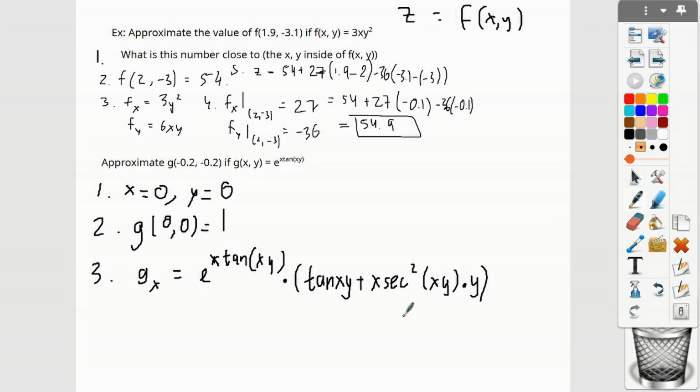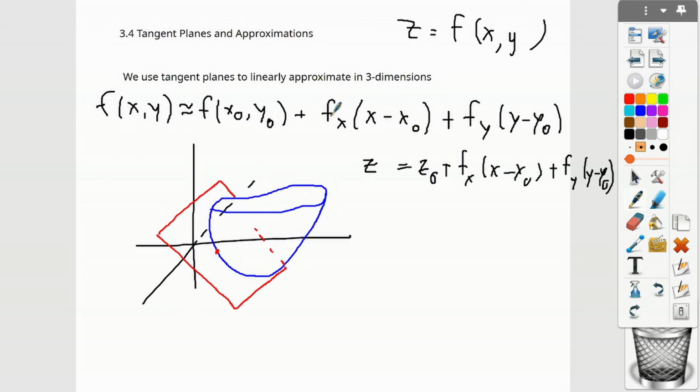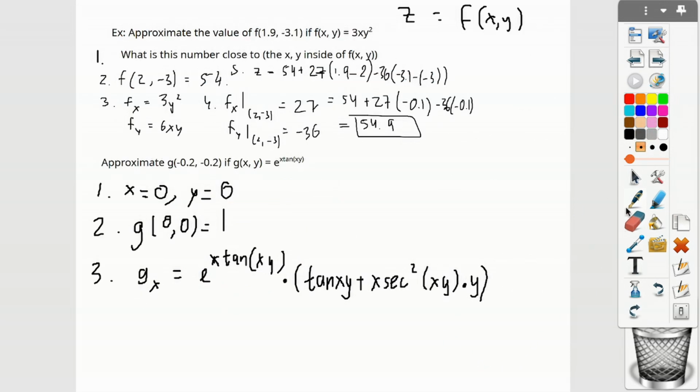Because it's pretty messy, that's why we want to find g sub x at that value first, right? We don't want to find the entire formula and then put it into that equation, because that would actually make it more messy. Like if we had x, y's, tans, secants, e's in f sub x and f sub y, and we write something like z equals z0 plus tan of xy times x minus x0, that's just going to be really messy. It's not going to be fun.